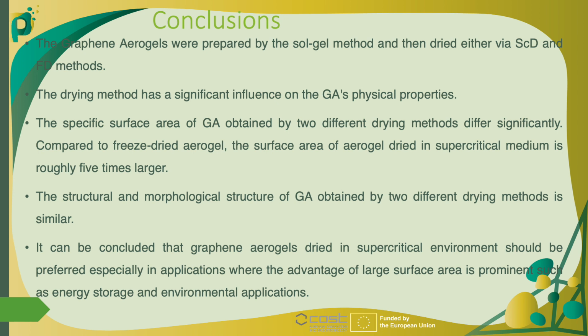The structural and morphological structure of graphene aerogel obtained by the two different drying methods is similar. It can be concluded that graphene aerogels dried in a supercritical environment should be preferred, especially in applications where the advantage of large surface area is prominent, such as energy storage and environmental applications.